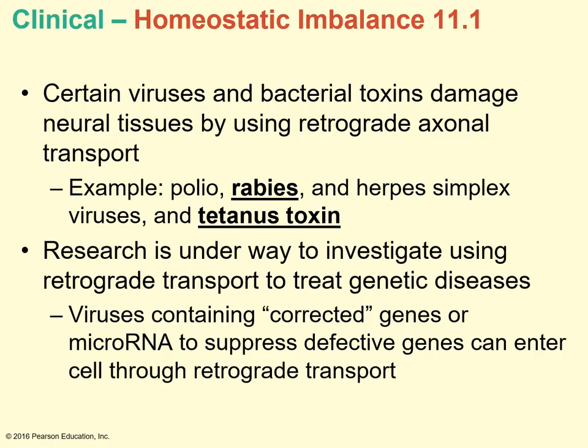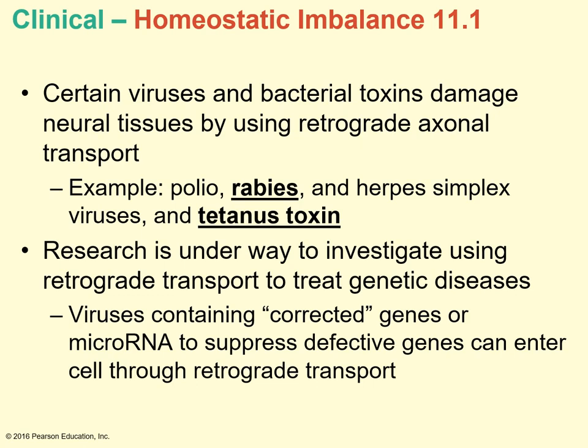Most of the time, things are moving from the soma down the axon, so it's moving away from the soma. Retrograde flow means it's flowing the opposite way. It's flowing from the axon back towards the soma. And some toxins take advantage of this, some viruses take advantage of that. Rabies. Rabies is caused by a virus. It is able to use the retrograde flow in order to cause the damage.